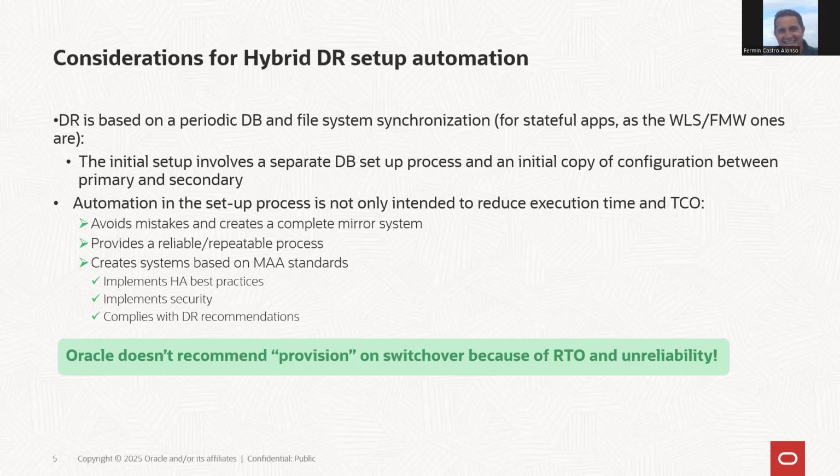Furthermore, one of the MAA recommendations is to test your secondary on an ongoing basis to verify that everything you have in primary is well replicated to secondary, and that the secondary site works and behaves as you expect it to behave, so that when you need a real failover, the number of operations and verifications that you need to run is minimized, and the switchover can happen as quickly as possible.